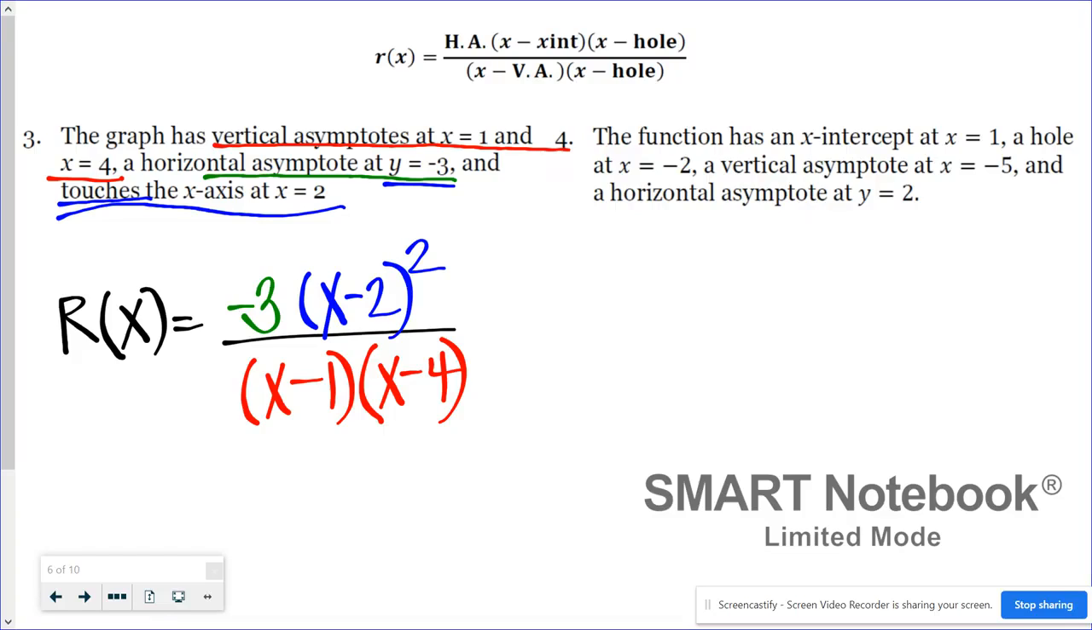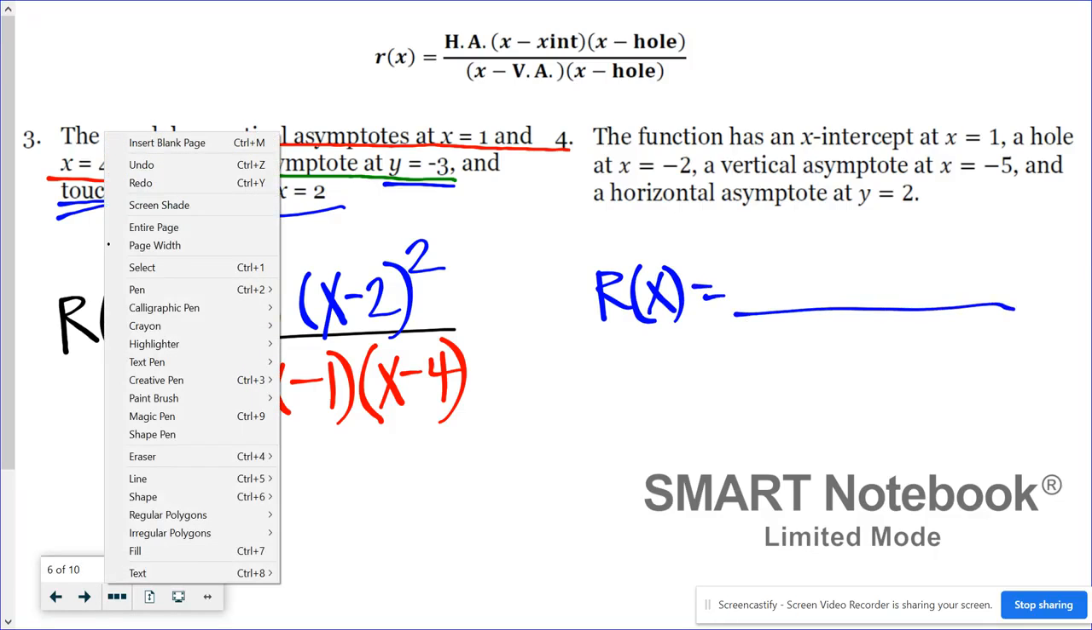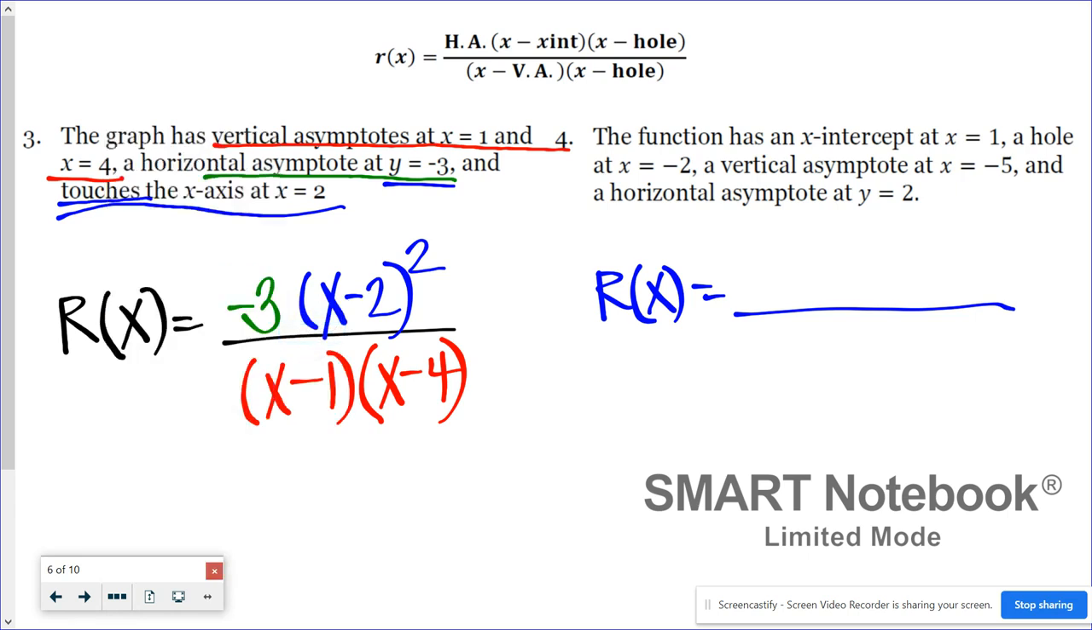And in number 4, let me get my quotient up and going. So all we have to do is write things down in their proper locations. The first item is the function has an x-intercept at 1. So in my numerator, I'm going to have a factor of x minus 1.